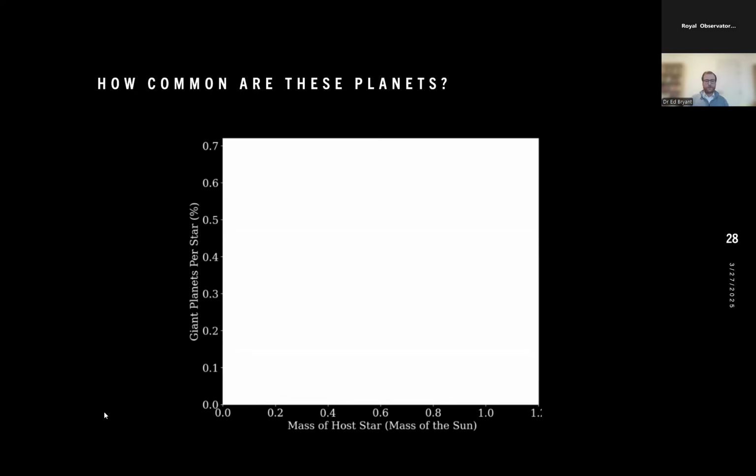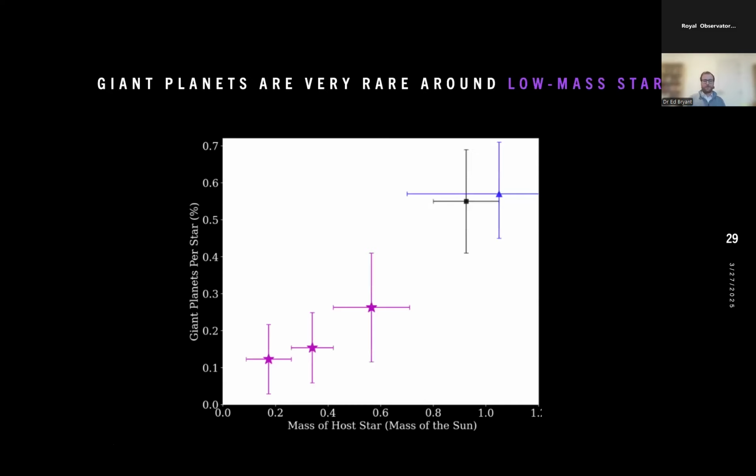So what I'm going to show you on this graph is sort of the occurrence rate of these planets, so how common they are on the y-axis in terms of the number of giant planets per star in a percentage. And then on the bottom, we're showing the mass of the host stars, again in units of the mass of the sun. And if I now plot on my results, this is what we have.